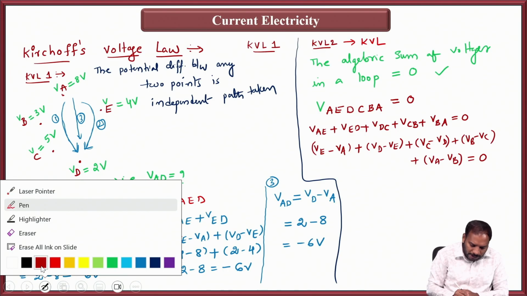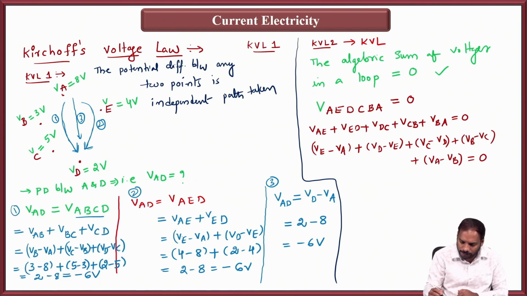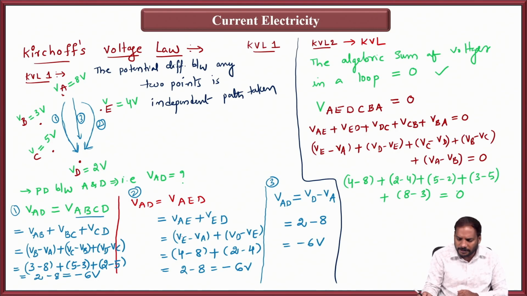I'll substitute the potential values at the individual distinct nodes. Now VE, what is the voltage? 4 minus, what is A? 8. 4 minus 8 plus VD minus VE, that is 2 minus 4, plus VC minus VD, 5 minus 2, plus VB minus VC, 3 minus 5, plus finally VA minus VB, that is 8 minus 3, which is equal to 0. Is it happening, 0?